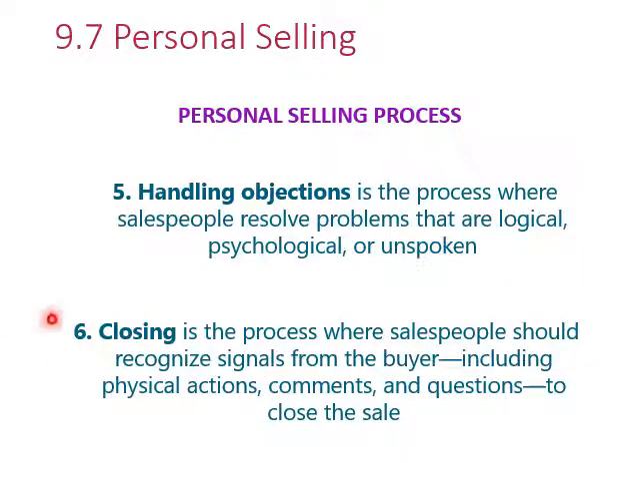All right. Number 6, when you start to see that they are feeling positive and feel that they really need to buy your product, you can do the closing. Closing the sale is a process where the salesperson should recognize signals from the buyer, which include physical actions, perhaps they are grabbing their wallets, grabbing their phone to calculate something, or comments or questions, like typically they will ask you, how much will it cost? How much is this product? That is a sign, the signal that the buyer would like to buy the product. So that is when you try to close the sale.